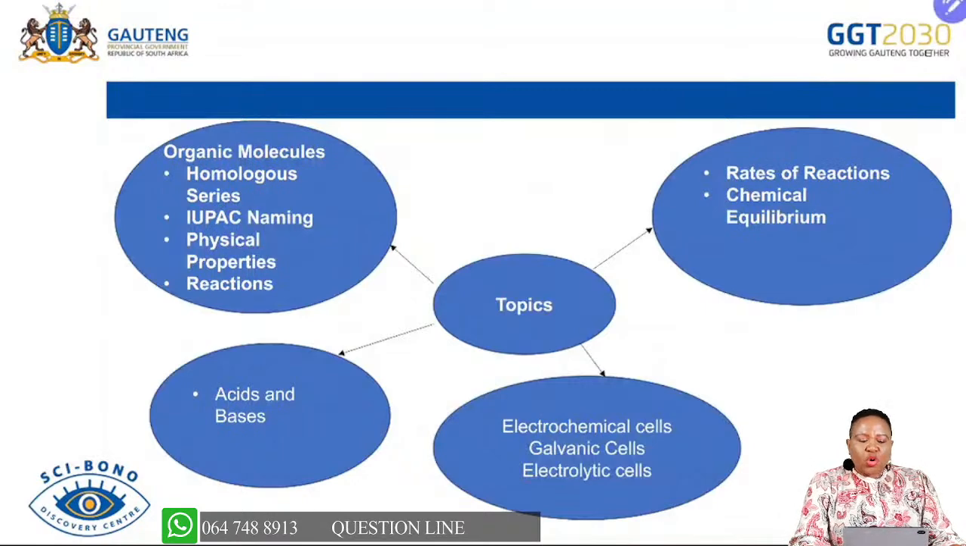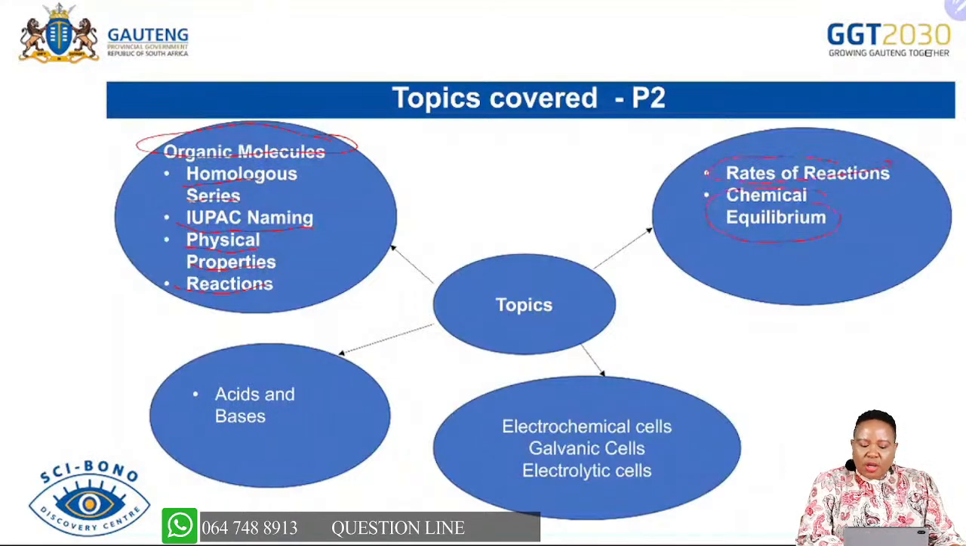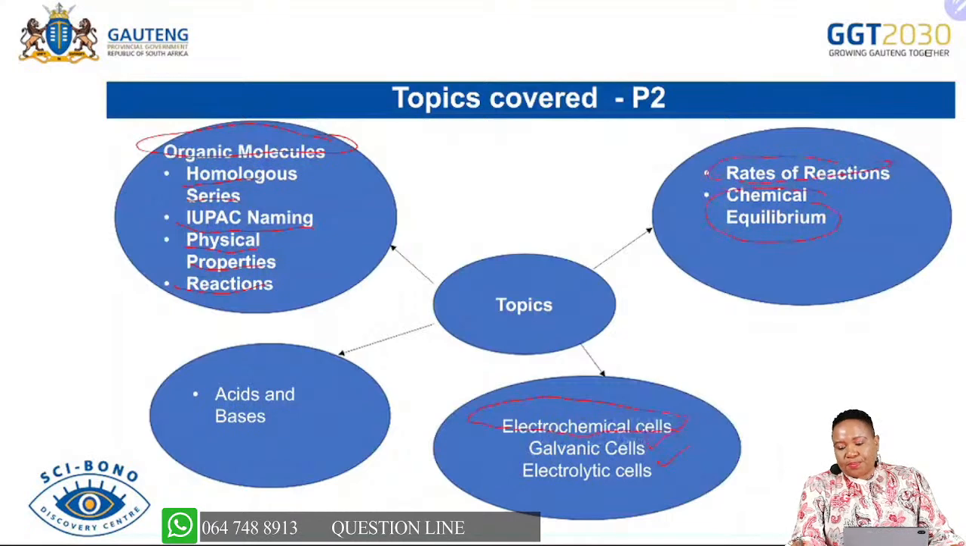Now here are the topics that are covered in paper 2. As I said, we have homologous series and IUPAC naming, physical properties and reactions, which fall under organic molecules. We have our rate of reactions and our chemical equilibrium. We also have the 2 electrochemical cells, which are the galvanic cell and the electrolytic cells.